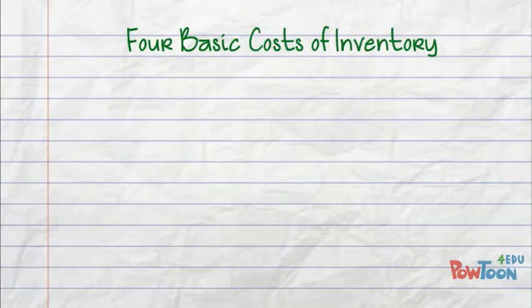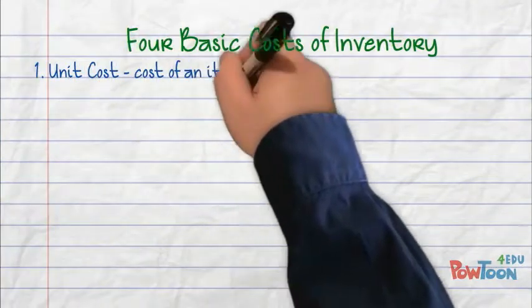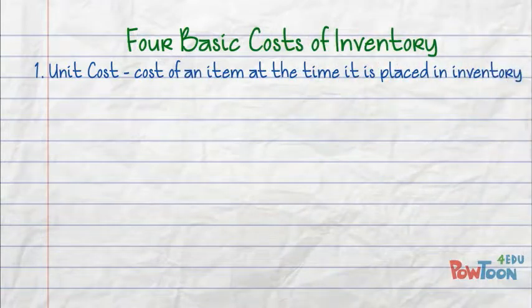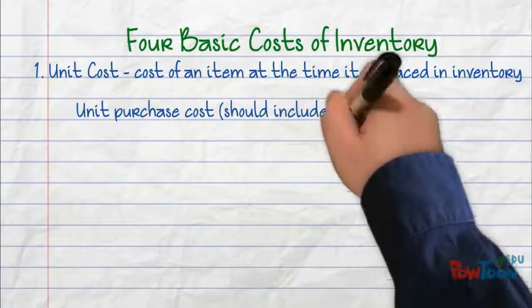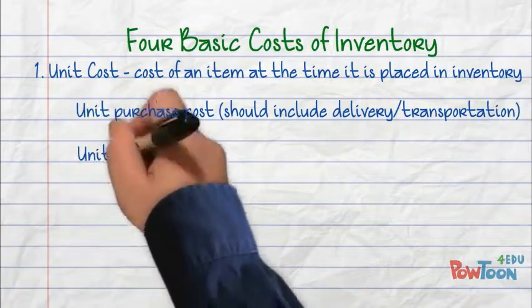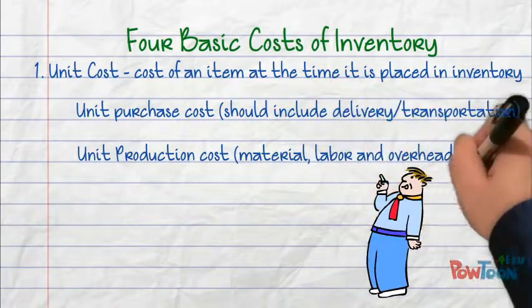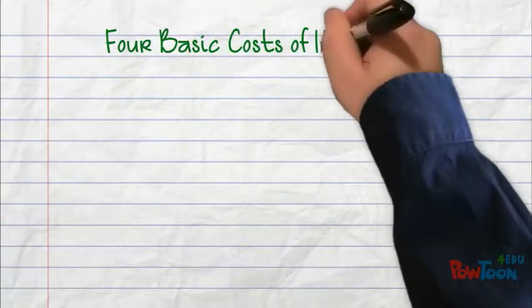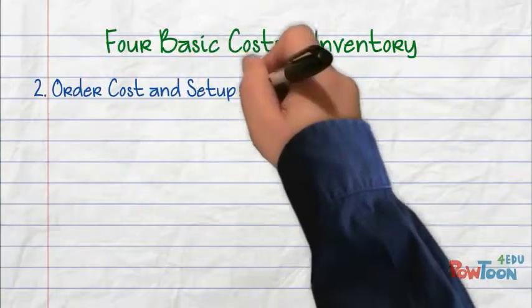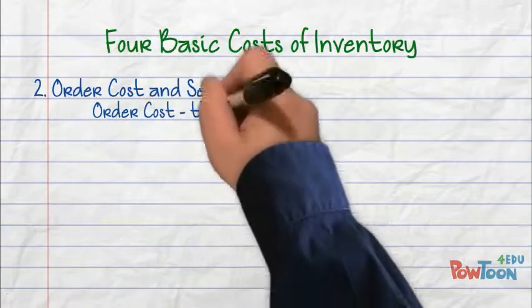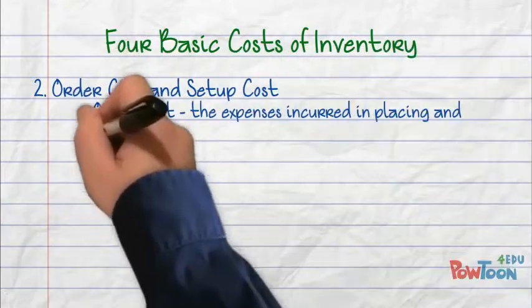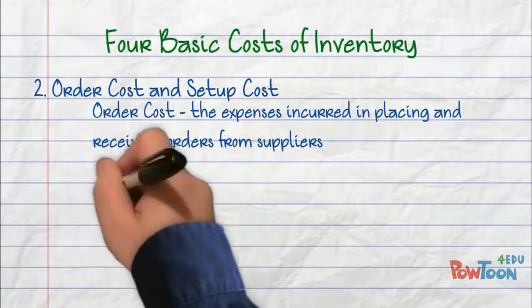There are 4 basic costs of inventory. The first is unit cost. Unit cost has purchase cost and production cost. The purchase cost involves delivery and transportation costs, and production cost involves material, labor, and overhead. The second costs are order costs and setup costs. These both are typically considered to be fixed, irrespective of the size of the order or production batch.